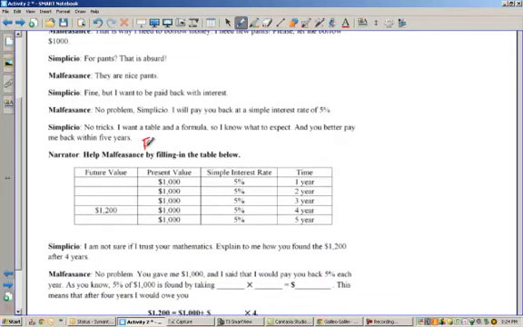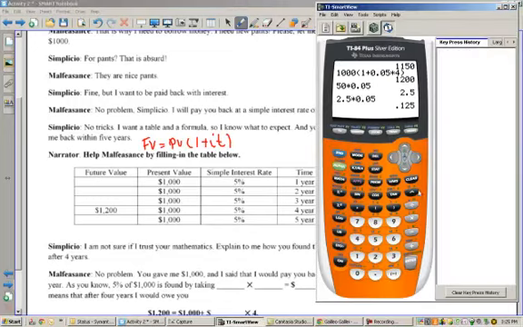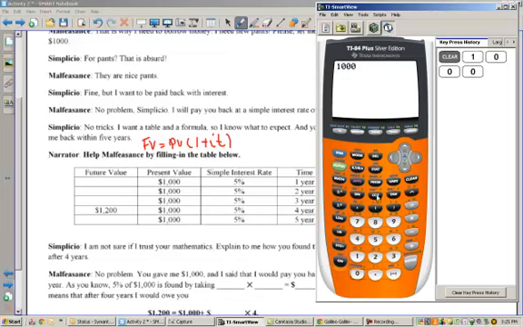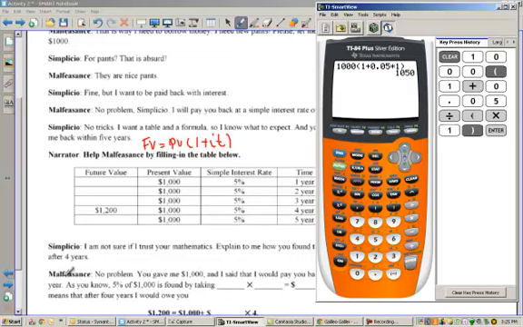So we know the formula, right? Future value equals present value times 1 plus IT, and so we can fill this out. We have 1,000, left parenthesis, 1 plus 0.05, and after 1 year, we put times 1, and we get our first answer of $1,050. So after 1 year, Malfeasance will owe Simplicio $1,050.